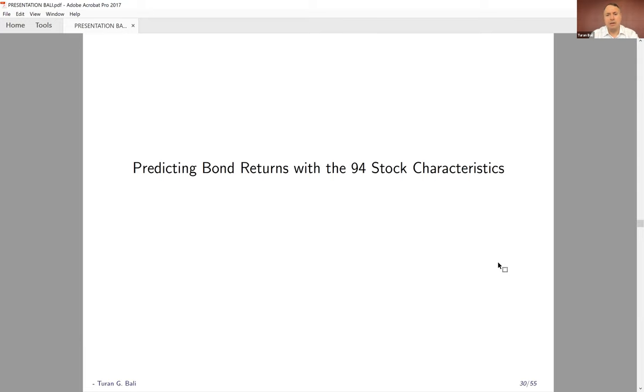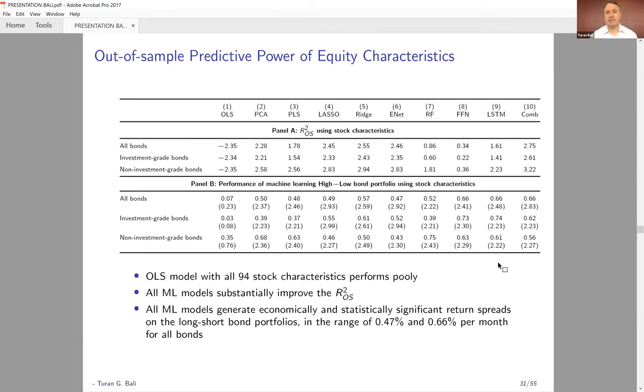All right, so now what about stock characteristics? The next step is to investigate whether stock characteristics add any incremental predictive power to bond characteristics in predicting future bond returns. I am still in the bond return predictability, okay? I didn't move to stock return predictability yet. So we are just trying to investigate whether stock characteristics perform well with machine learning models and if they add anything significant to bond characteristics.